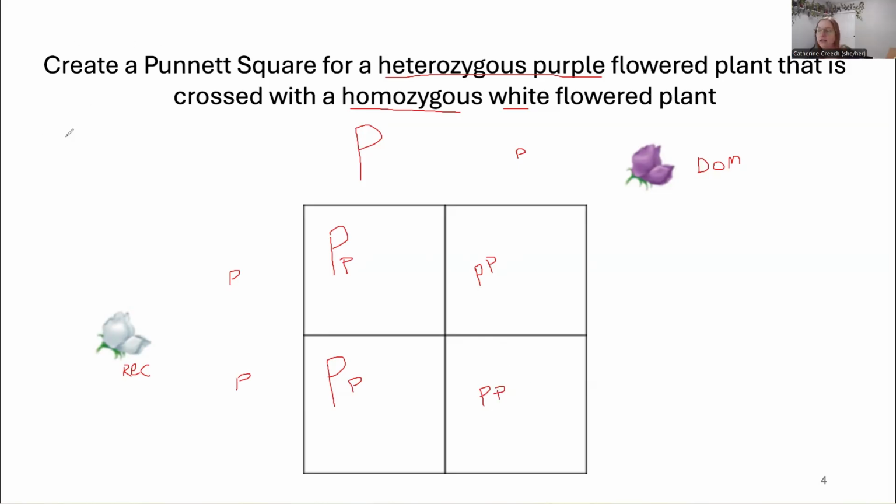What is my genotypic outcome? My genotype is 50% heterozygous, 50% homozygous recessive. What is my phenotypic outcome? 50% purple flowers, 50% white flowers. So let's erase those. And let's try it again with a different flower combination.